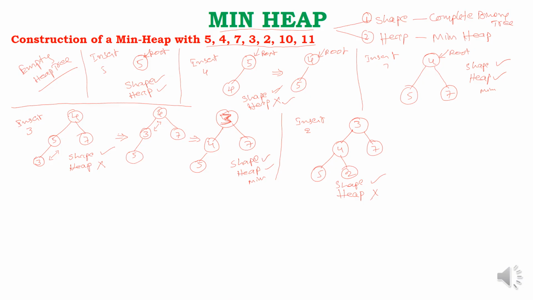3 is less than 4. Yes, 3 is less than 7. No issue. But 4 is less than 5. Yes, but 4 is not less than 2. So interchange these two values. 3, 2, 7, 5, 4. Is it satisfying shape? Yes. Is it satisfying heap? No, because 3 is not less than 2. Again interchange these two.